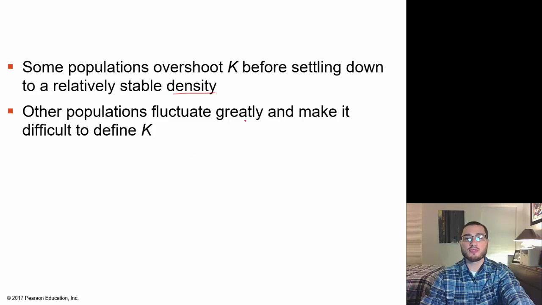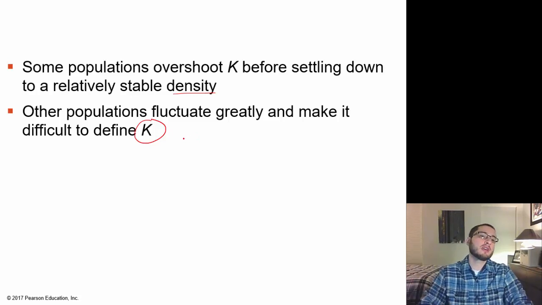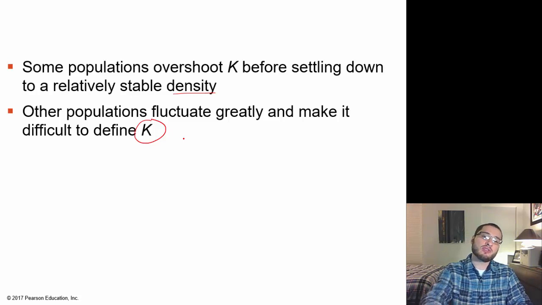Other populations are going to fluctuate greatly and make it difficult to really figure out what carrying capacity is for that population, and it really depends on year to year. You look at complex organisms like deer. Well, it really depends on was it a good year for the plants? What about the predators that are around? Are there a lot of predators, a few predators? And there's so many other factors, and that's where we see those fluctuations from season to season and from year to year in those populations.